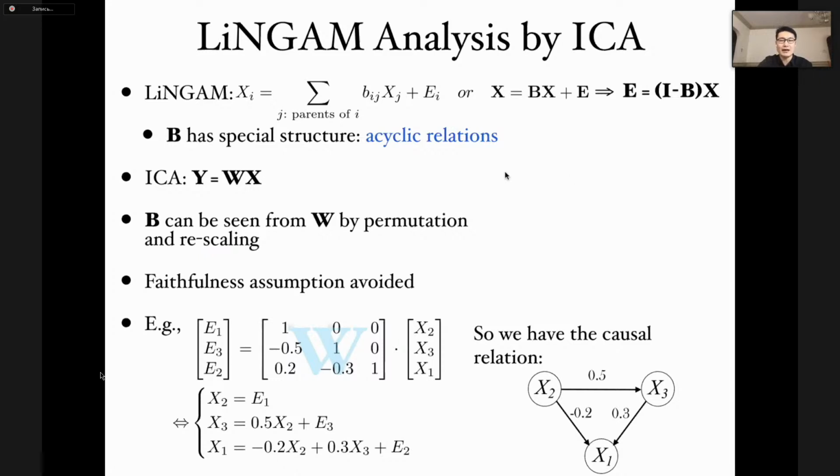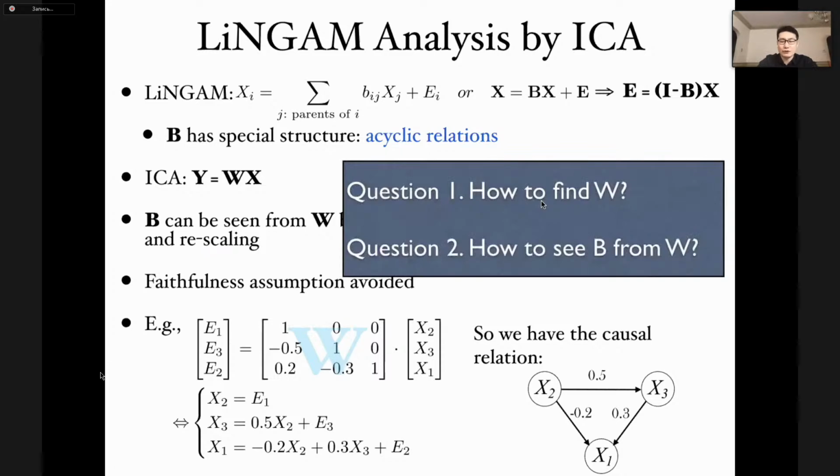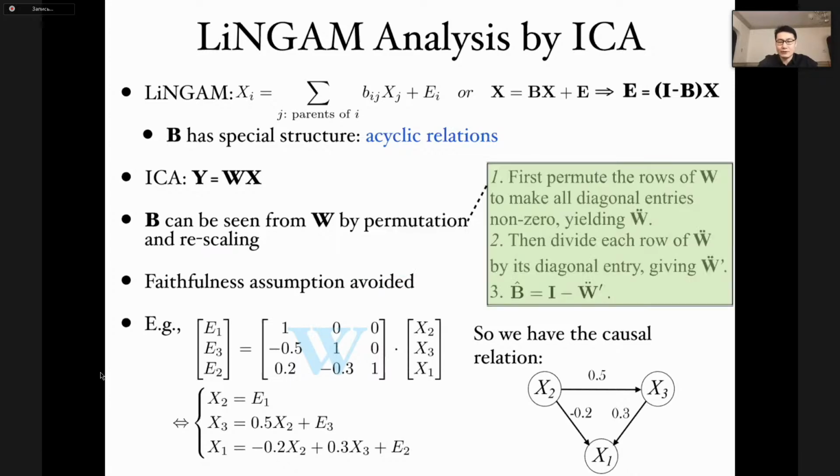Now the problem is how we can make use of this connection to find the matrix B, because B contains the causal information between the variables xi's. So first, how can we find W? We can do so with ICA, right? We just saw that. Second question, how can we get the B matrix from W? How can we analyze the W matrix to obtain B? This is interesting, and I'm going to give examples to illustrate that.